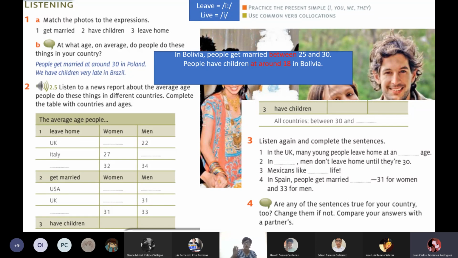22 years. Could be 22, could be. Probably when you finish your studies in the university, right? 23, 24, that could be the age. So people leave home at around 22 in Bolivia. Yeah? This is gonna be your homework. Please, everybody, I want you to answer the questions. At what age, on average, do people get married? At what age, on average, do people have children? What age, on average do people leave home in Bolivia?